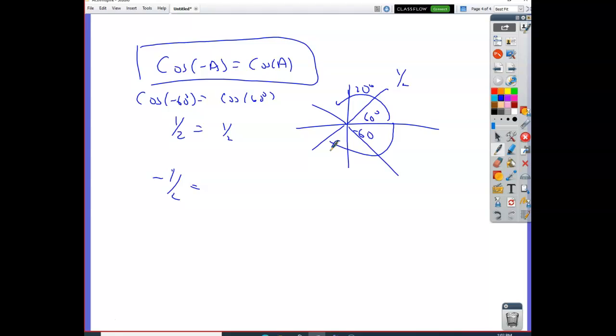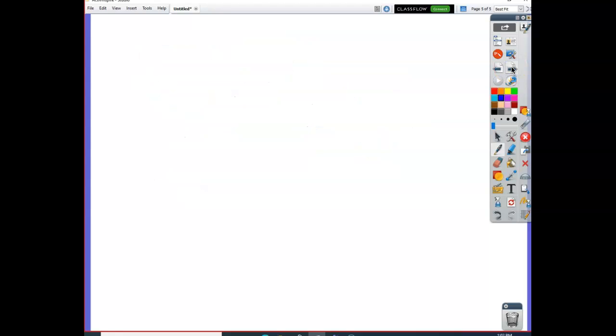Now, the next identity is the one that, if you do not memorize it, everybody's going to be looking at you strangely. You're going to be that weird kid walking down the street that doesn't know what sine squared plus cosine squared is. So let's first come up with the identity. Sine squared theta plus cosine squared theta equals what?